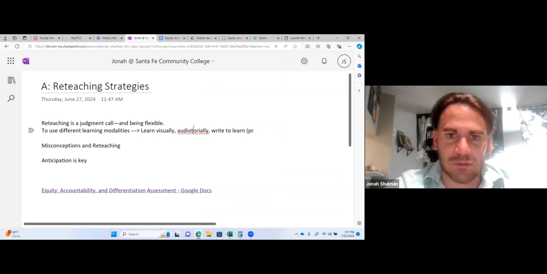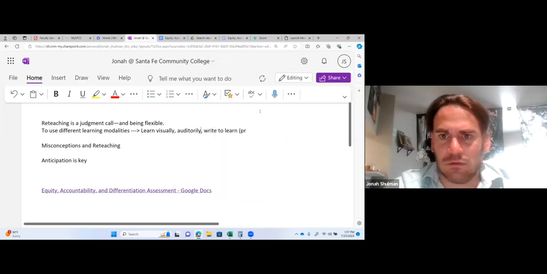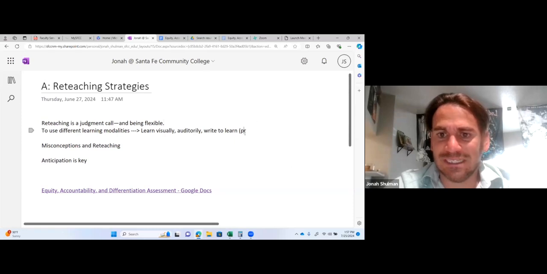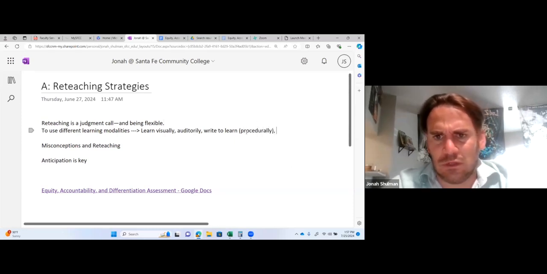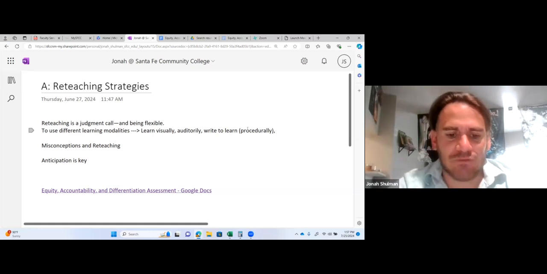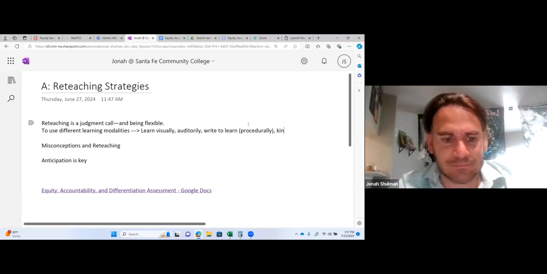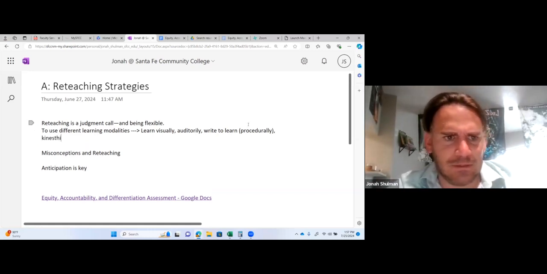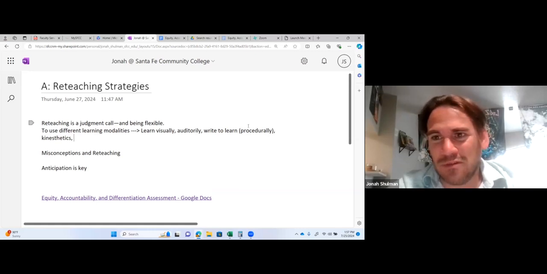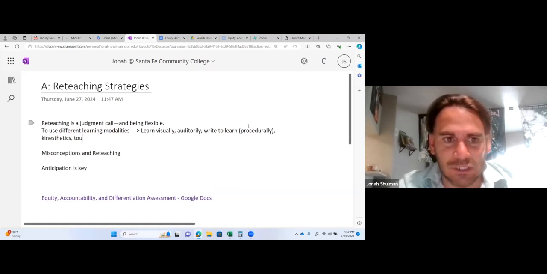Procedurally, so they just need to be writing out the steps. Other times they have to do kinesthetics. I don't really know about touching, but I guess there could be touching where they get their hands on it, touching the materials.